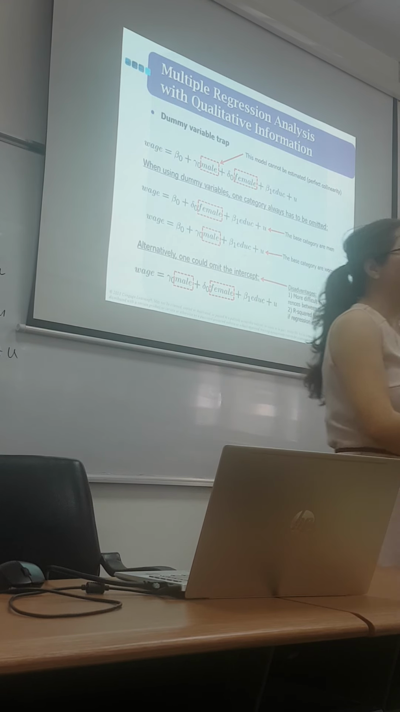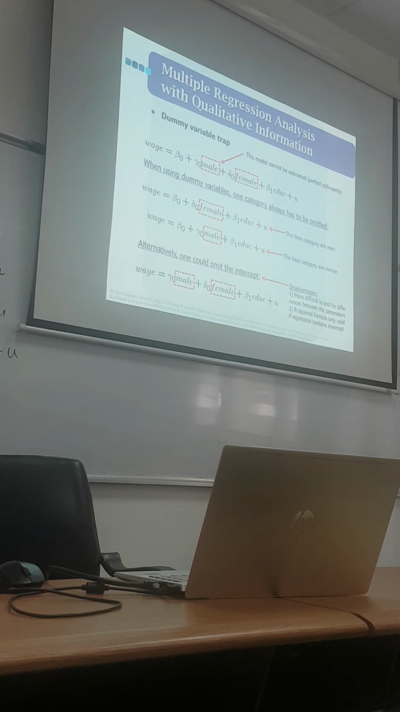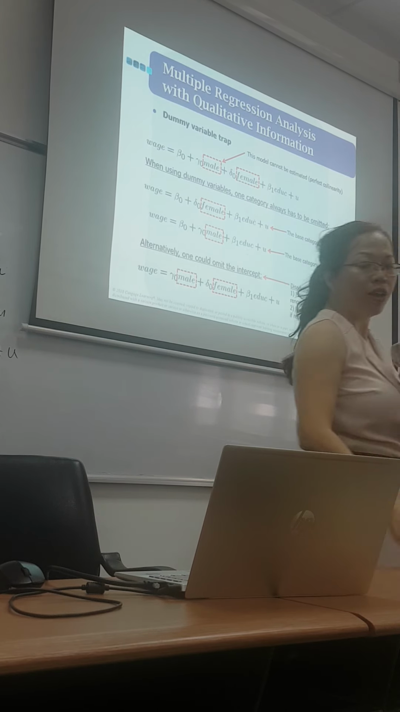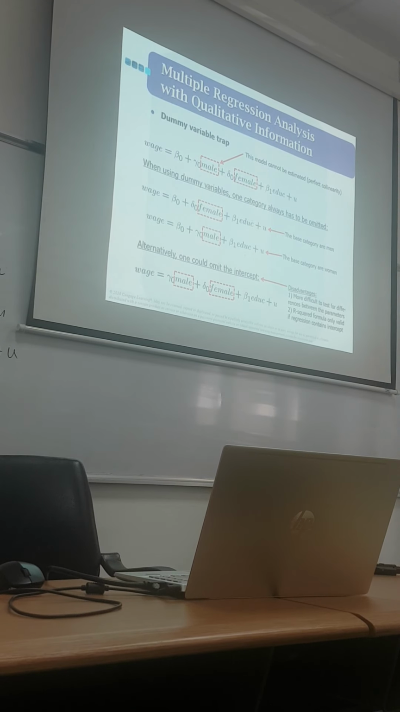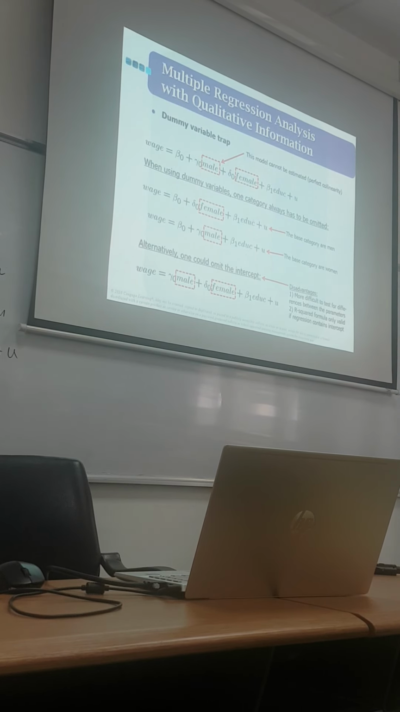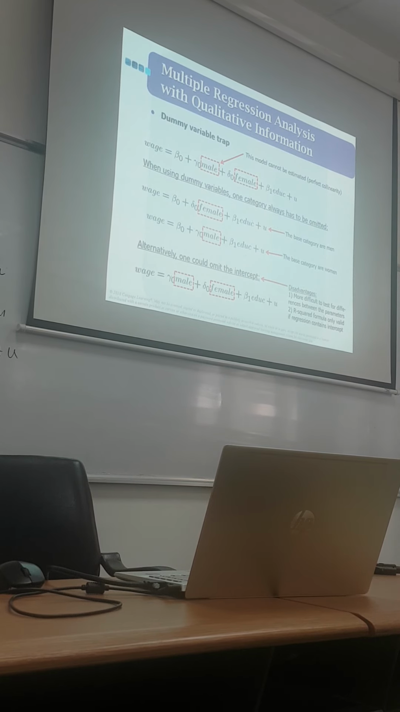So basically, if we have male and female, they sum up to 1. So female equals 1 minus male. Remember this is a rule: if you have a gender variable with only two categories, female or male, then in the dummy variable you only put 1 variable in.